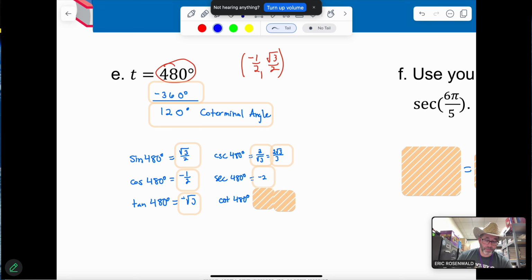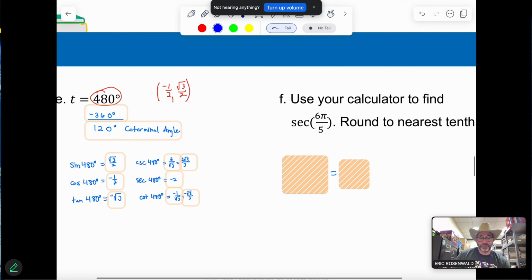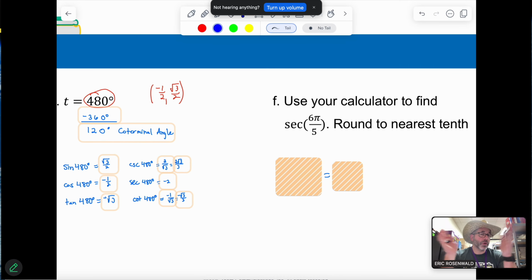Reciprocals of everything, and these are the values that we get. Okay? Now, what do we do when we get these values that don't actually fit on our unit circle? There's no 6 pi over 5. That denominator 5 throws everything off. And so what happens is we have to use our calculator.